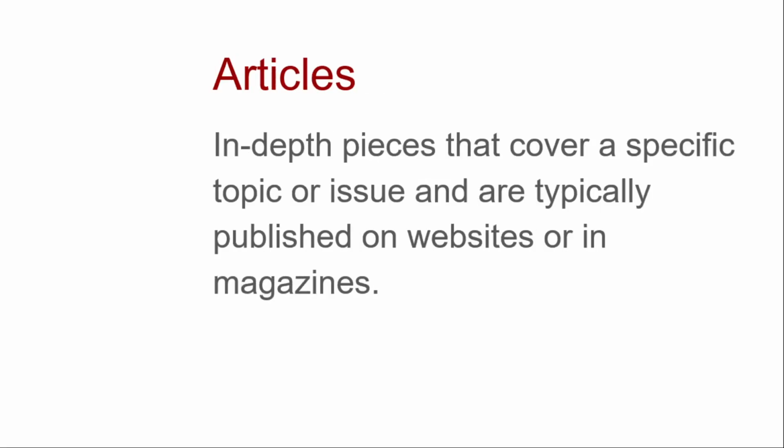Then the next one is an article. An article is an in-depth piece that will cover a specific topic or issue and is typically published on websites or magazines. So an article can be, let's say, an article about starting a blog, or an article about how to cook a specific meal. An article can be how to solve a particular problem. So articles are informational, they can also be educational.